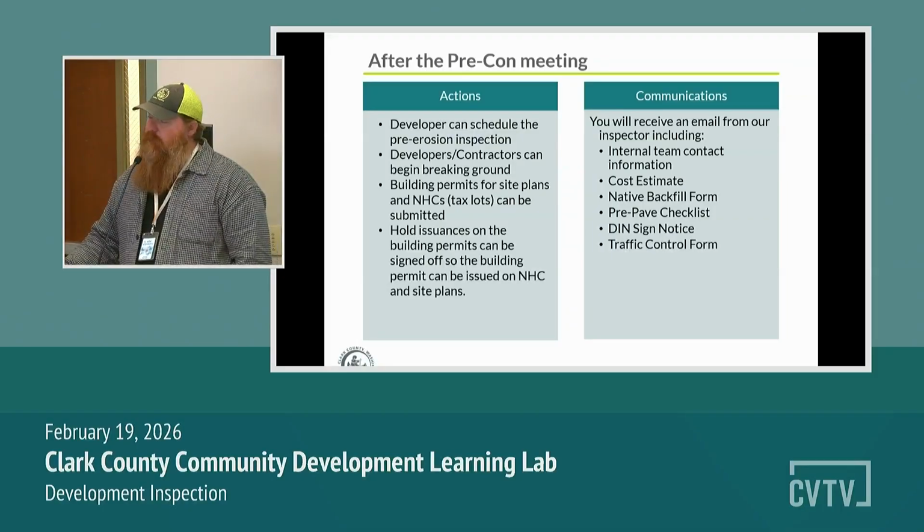You will receive an email from the inspector, including the internal team contact information: phone number, email, address, name, all of the above, and some standard documents for the inspection monitoring portion. The cost estimate that will need to be filled out for public improvements, a request for a native backfill form, a pre-paving checklist, the development inspection sign notice, which you may have seen around the county, which says the erosion control is strictly enforced, and then a fillable traffic control form.